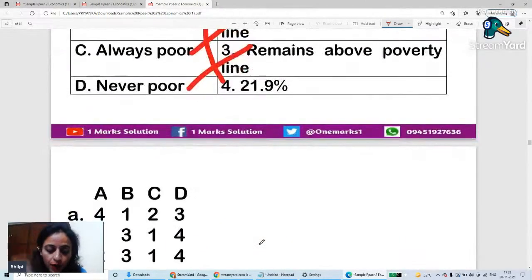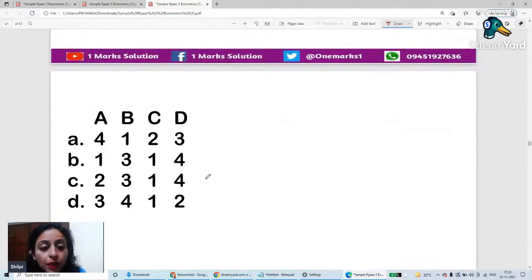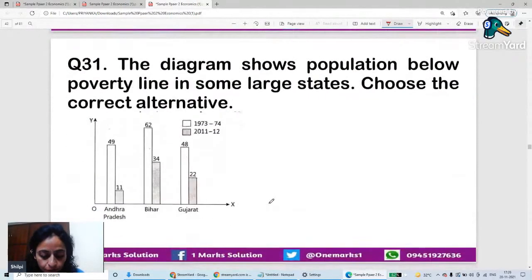D to 3. Yes. So this is option number A. Question number 31. The diagram shows population below poverty line in some large states, and we have to choose the correct alternatives for this. Now let's see the options which are given. Just kindly observe this graph where poverty is shown, right?